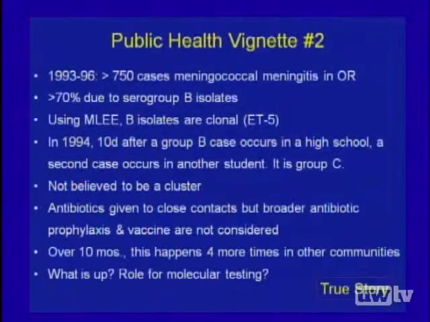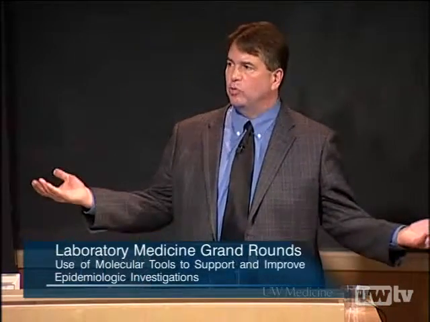In 1994, 10 days after there was a Group B meningitis case in a high school, a second case occurred in another student, and it was a Group C. As a result, nobody believed that it was a cluster, and so antibiotics were given to the close contacts of the cases, but broader antibiotic prophylaxis for the school, believing that everybody is now colonized with this clone or this organism, did not occur because these are different organisms, right? And vaccine was not considered for many reasons.